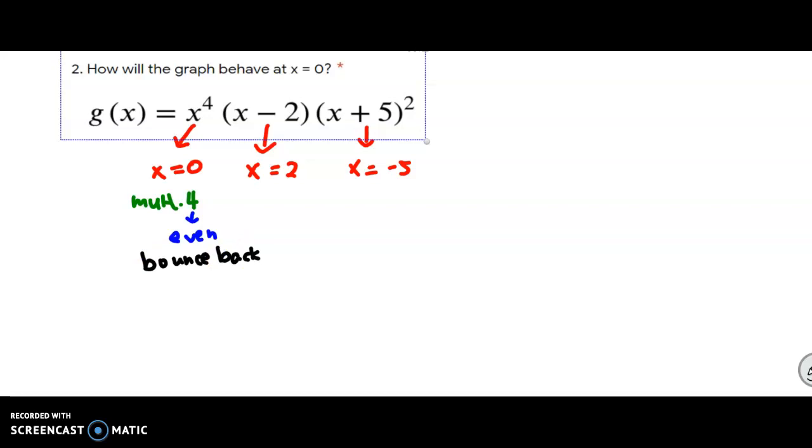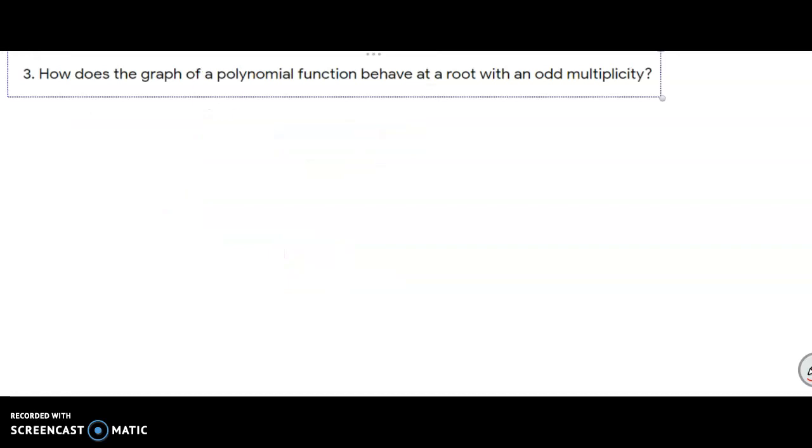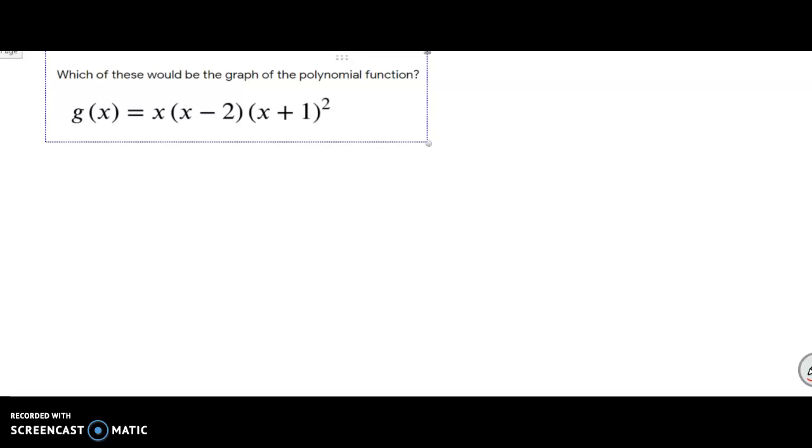Okay, so I'm not exactly sure what it might look like, but we know that at 0, and for now I'm just kind of making this up. Let's say my curve looks something like this. Then at 0, it's going to hit the 0 and then bounce back. Something like that. Alright? So when it's an even, it's going to bounce back there. Right? Number 3. Yeah, let's do number 3.